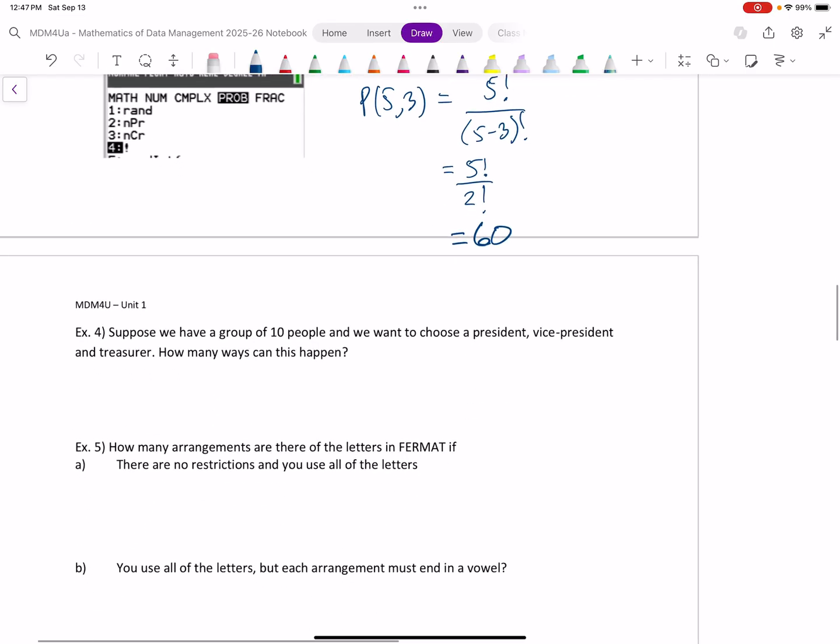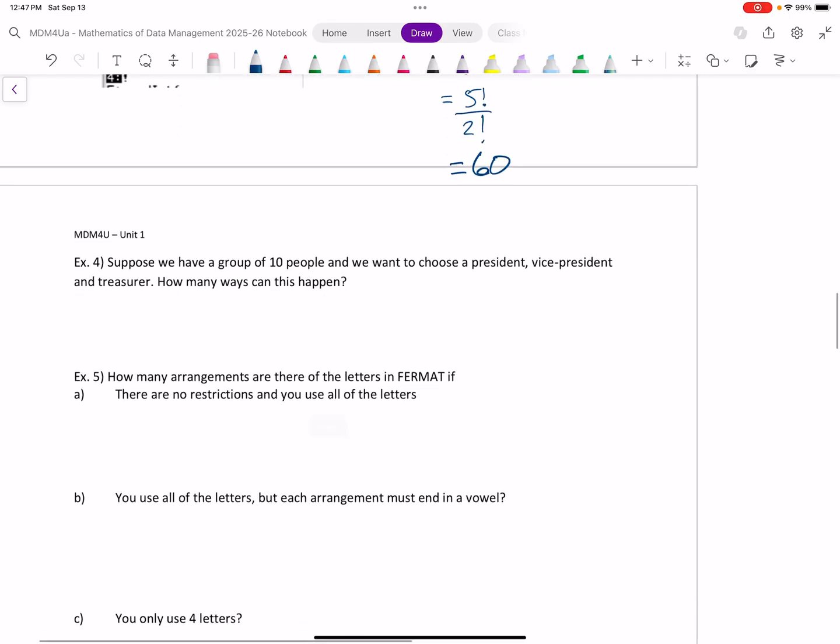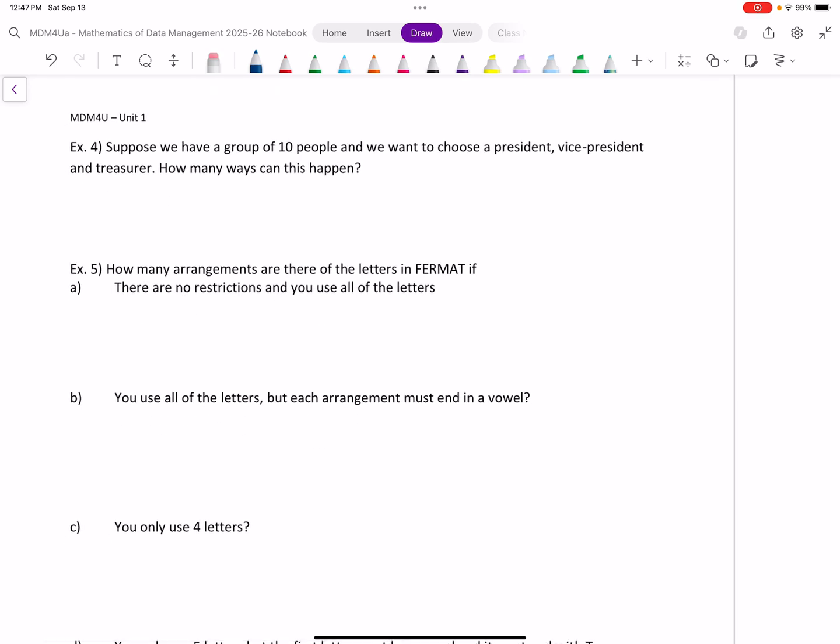So, an example of where you would see this. This is like the classic data management question number 4 here. So suppose we have a group of 10 people and we want to choose the president, vice president, treasurer. How many ways can this happen? And so you've got more people than the number of positions. And so previously, which you can still do, it's really up to you, I would put 10 times 9 times 8. This is the same, really, as 10P3, 10 items. I'm going to choose 3 of them, and your calculator will give that to you like this.